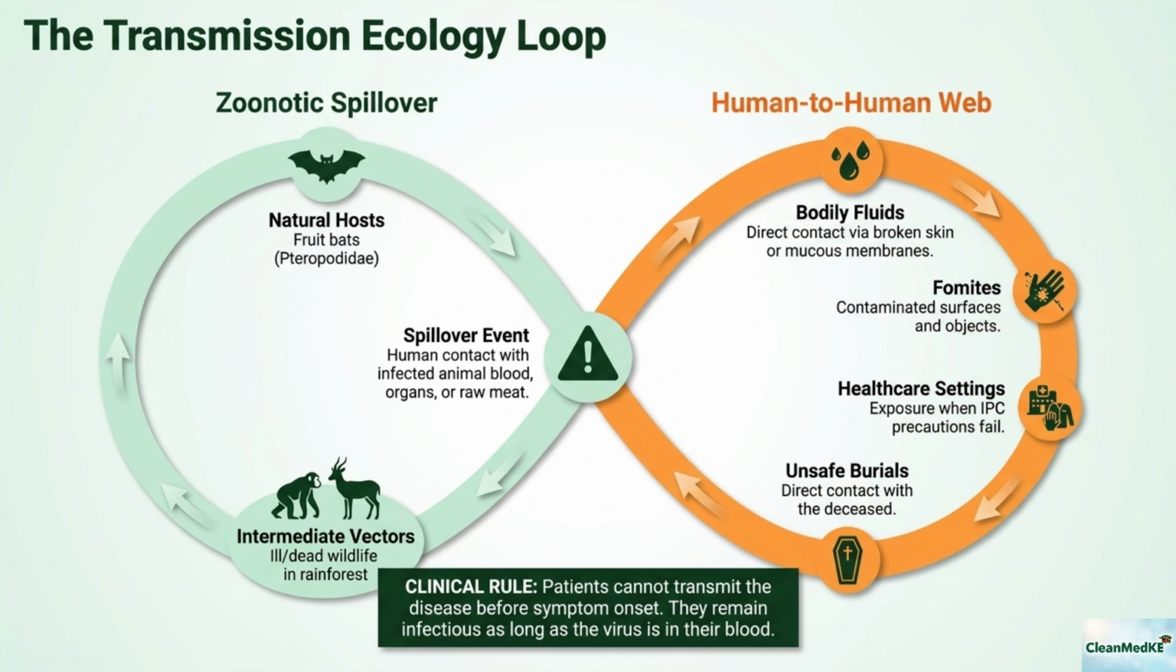Ebola moves in a cycle we call the ecology loop. It starts with zoonotic spillover. The natural hosts are fruit bats, and the virus can spread to intermediate vectors, typically ill or dead wildlife in the rainforest, like primates or antelope. Humans usually get infected through direct contact with the blood or organs of these animals. Once it enters a community, it creates a human-to-human web. This happens through contact with bodily fluids, contaminated surfaces, called fomites, or exposures in healthcare settings when infection control fails. We also see significant spread during unsafe burial practices involving contact with the deceased.